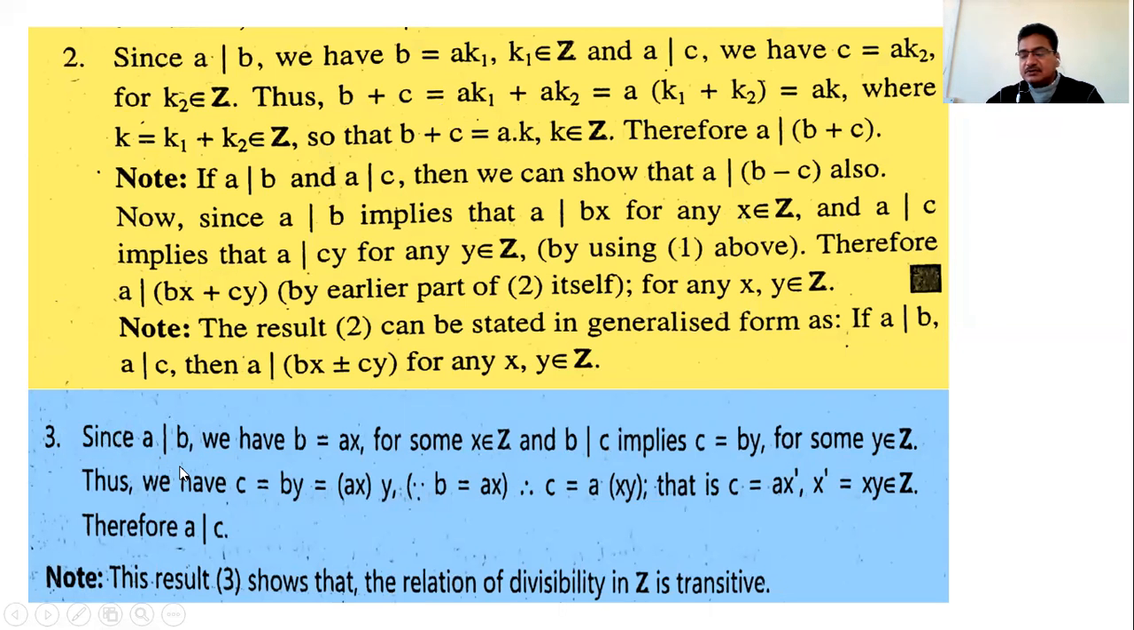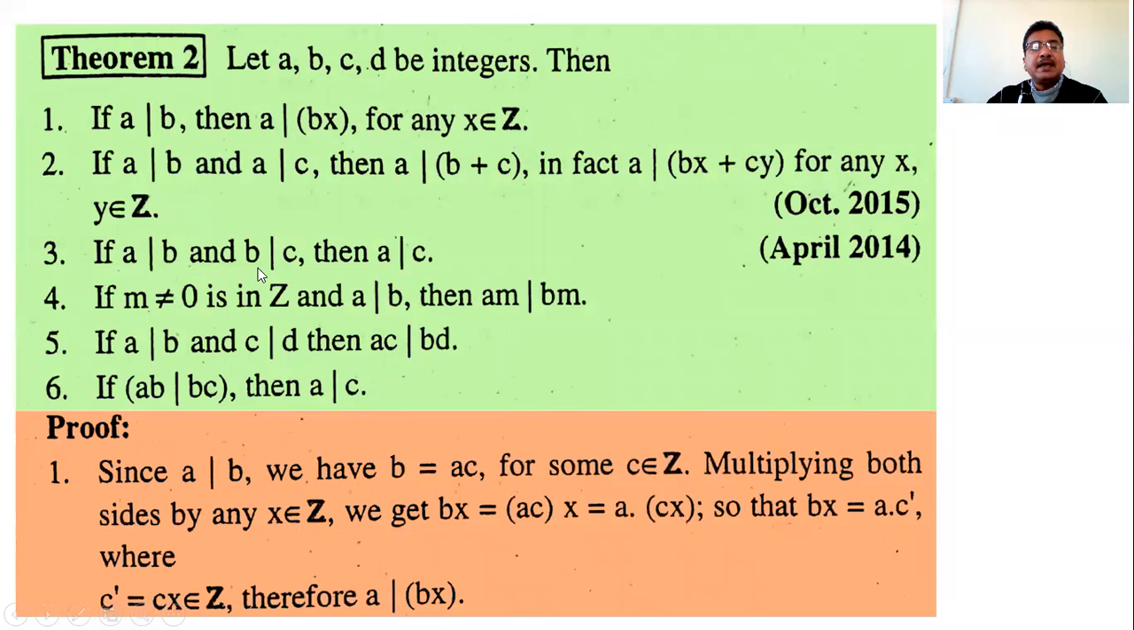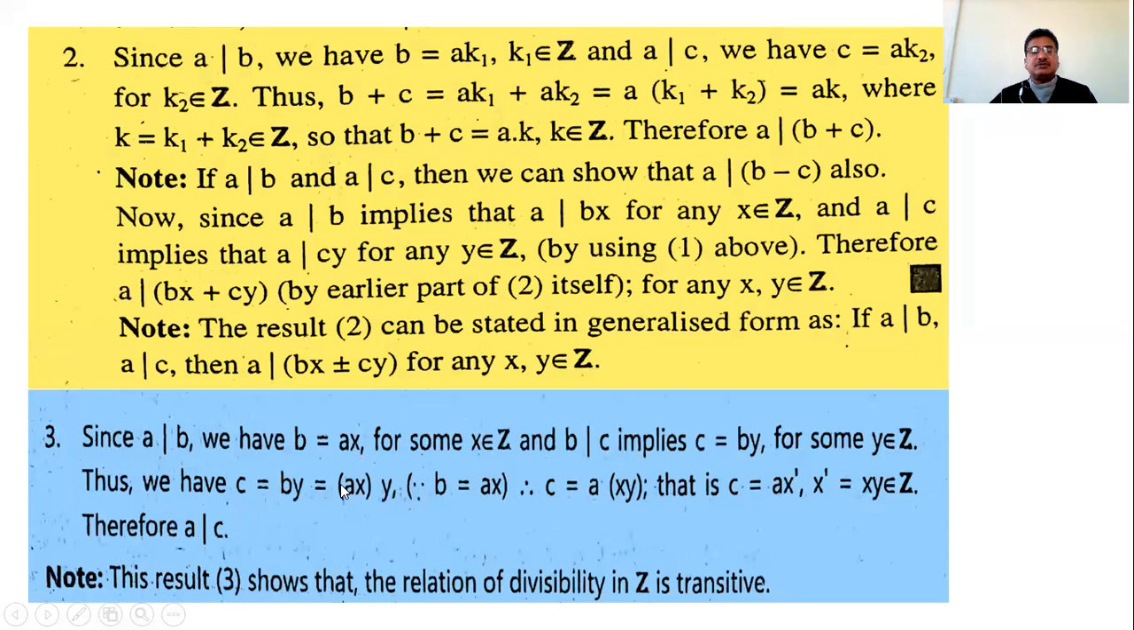So next, third, we have to show if A divides B and B divides C, then A divides C. That is, if one divides the other and the other divides a third one, then the first divides the third one. That is, we have to show this divisibility relation is a transitive relation. When we say a relation is transitive, if one element is related to the second and the second is related to the third, and then the first is related to the third, then we say the relation is transitive. That is, if x is related to y and y is related to z indicates x is related to z, then the relation is transitive.